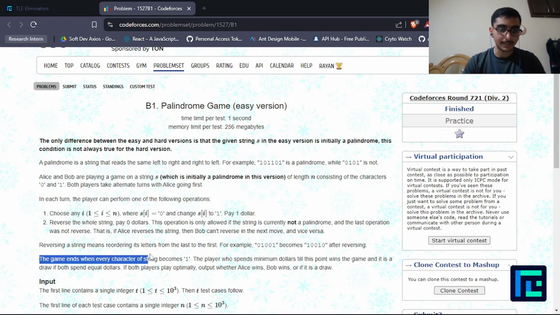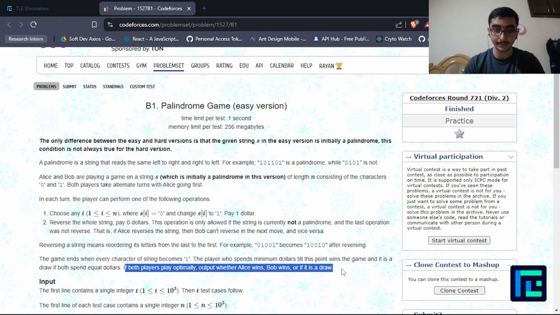The game ends when every character of the string becomes 1. The player who spends minimum dollars till this point wins the game, and it is a draw if both spend equal dollars. If both players play optimally, output whether Alice wins, Bob wins, or is it a draw.